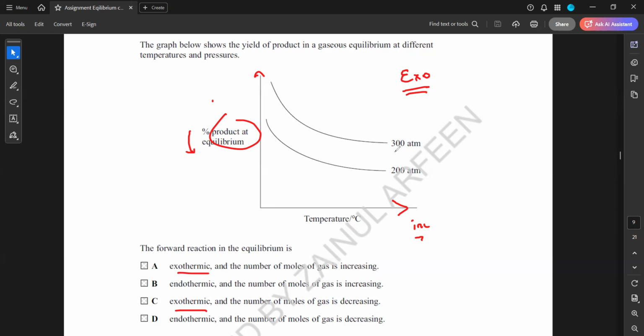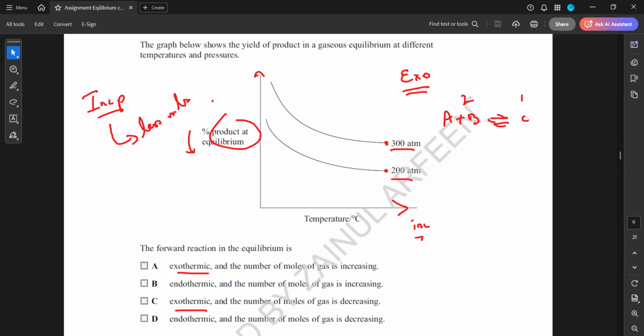Then what is the effect of the pressure? If you see the pressure, at 200 atmosphere, we get less product, but at 300 atmosphere, we get more product. And we know when we increase the pressure, the equilibrium shifts towards the side of fewer moles. So which side has fewer moles? Let's say A is reacting with B and forming a product C. So there are 2 moles of reactant and 1 mole of product.